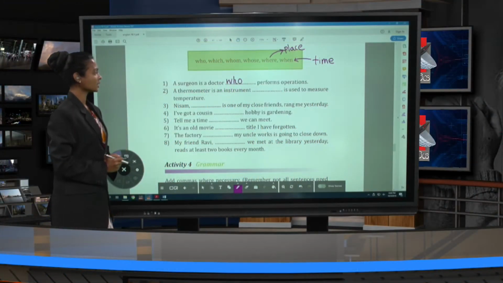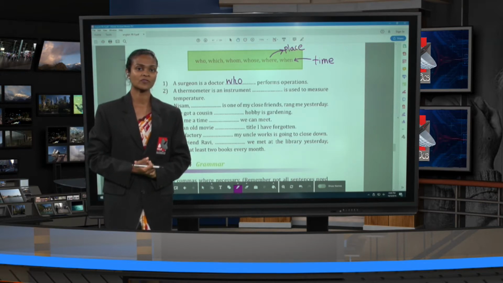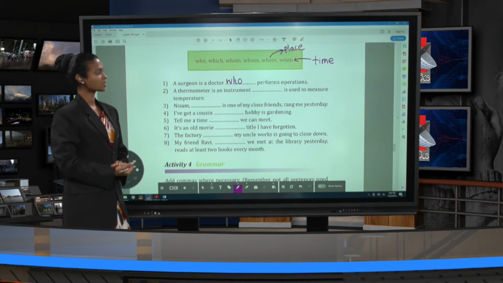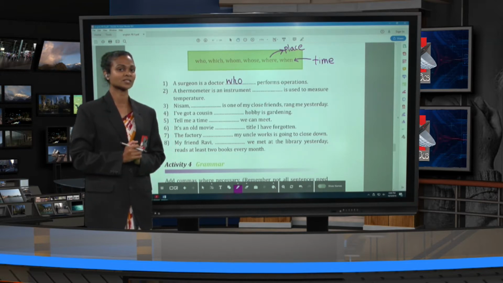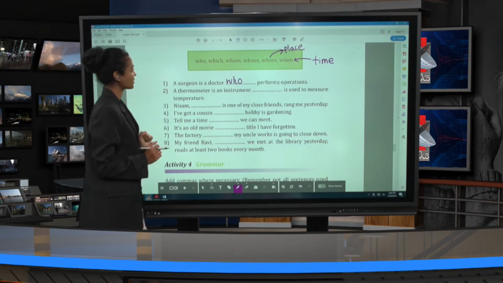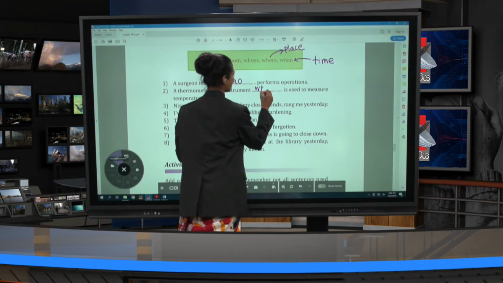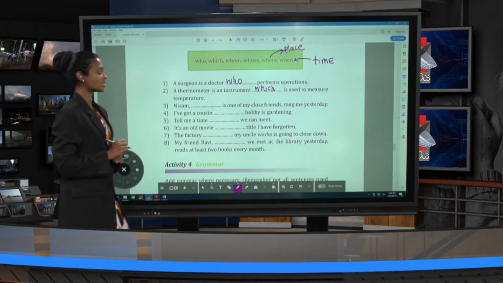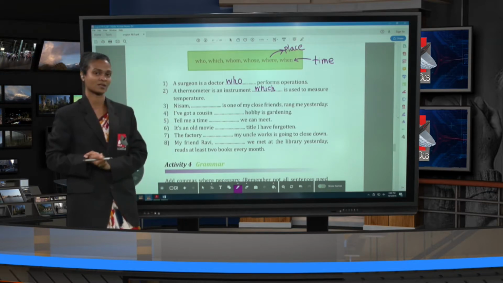Then second one, a thermometer. Thermometer in Sinhala, it makes sense, උෂ්ණත්වමානය. A thermometer is an instrument. Instrument means උපකරණයක්. A thermometer is an instrument. Then what is it? It is a thing, දෙයක්. Then what can we use? We can use which? A thermometer is an instrument which is used to measure temperature. Measure means මනිනවා, measure temperature, උෂ්ණත්වය මැනීමට යොදා ගන්නා උපකරණයක්.